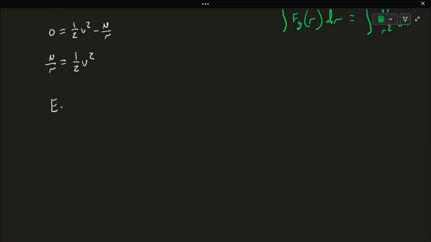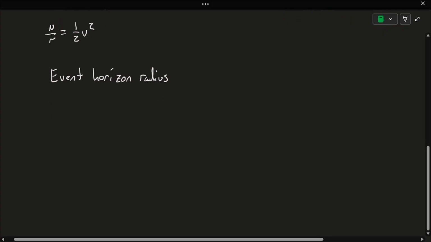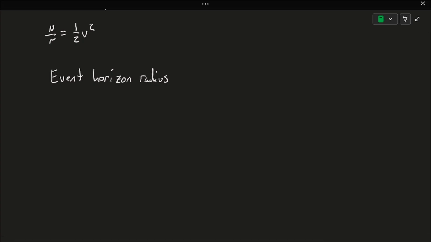Event horizon radius. So the radius of our event horizon here. Well, we can apply this, because this is our escape velocity, right? And we want to calculate the radius in which light cannot escape. So we know our velocity. Velocity equals, not 0. Velocity does not equal 0. Velocity equals c, where c is our speed of light.